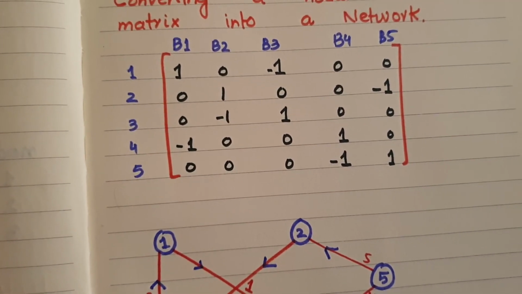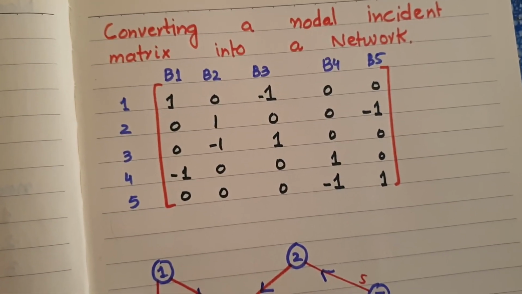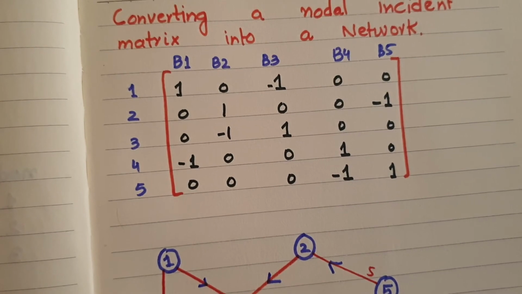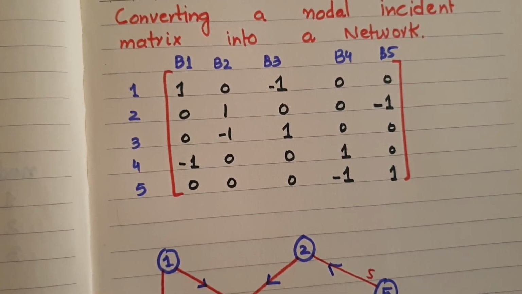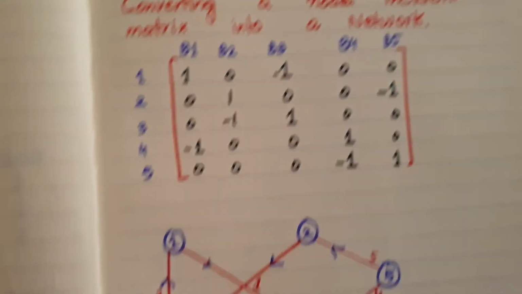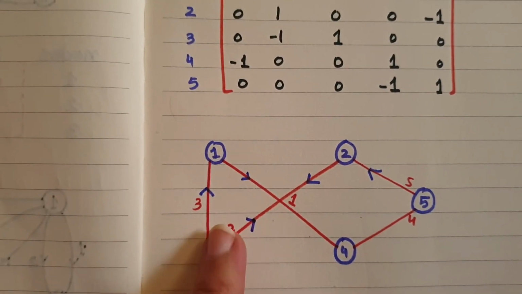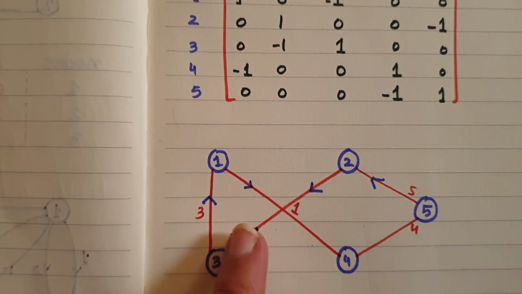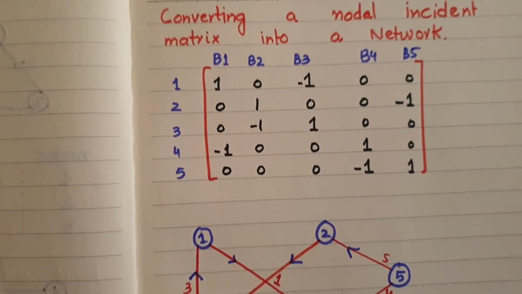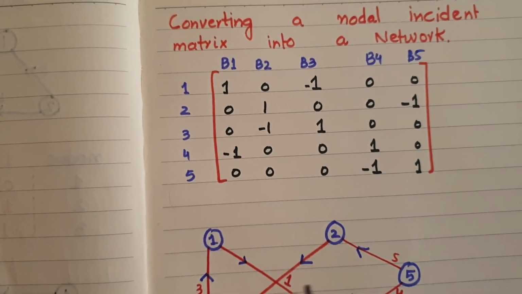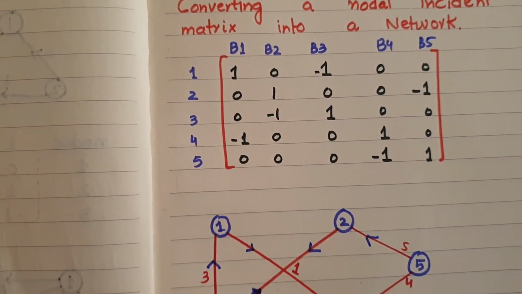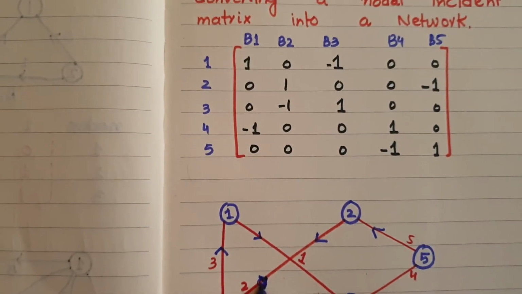Similarly, the second branch at node 2 is leaving. So I will draw it like that. I had to determine the direction correctly. So the second branch at node 2 is actually leaving. It has already been mentioned.